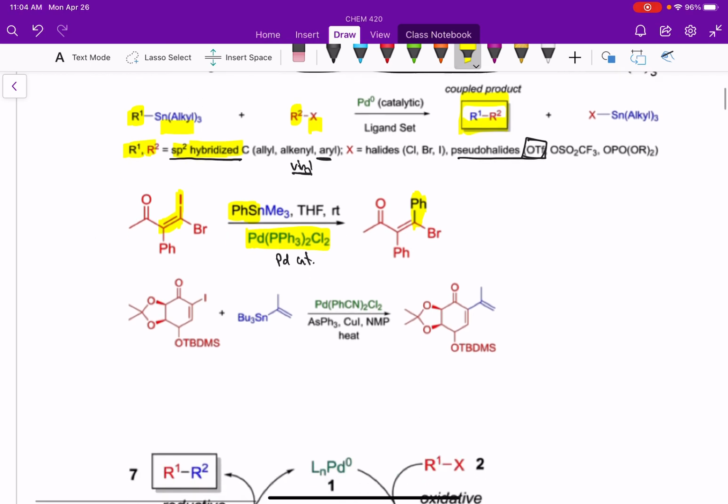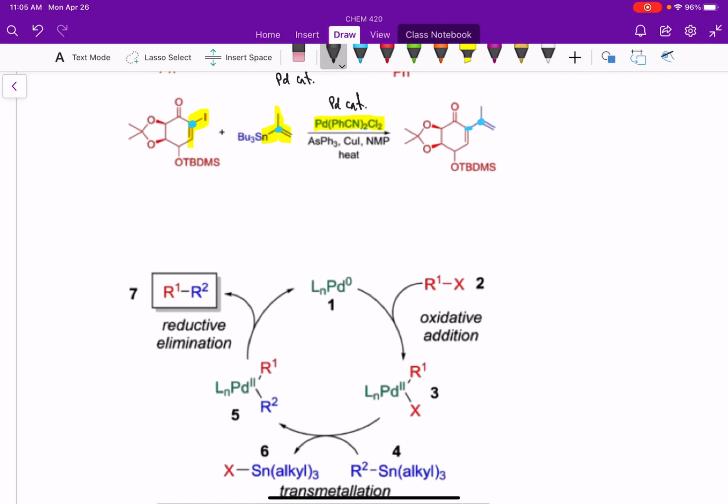Another example here is we have our vinyl halide, our tin complex here. Again, the sp2 carbon is going to be coupled, right? So if we put a dot here and a dot there, that is our new bond that is formed. And again, we have a palladium catalyst that is catalyzing this reaction.